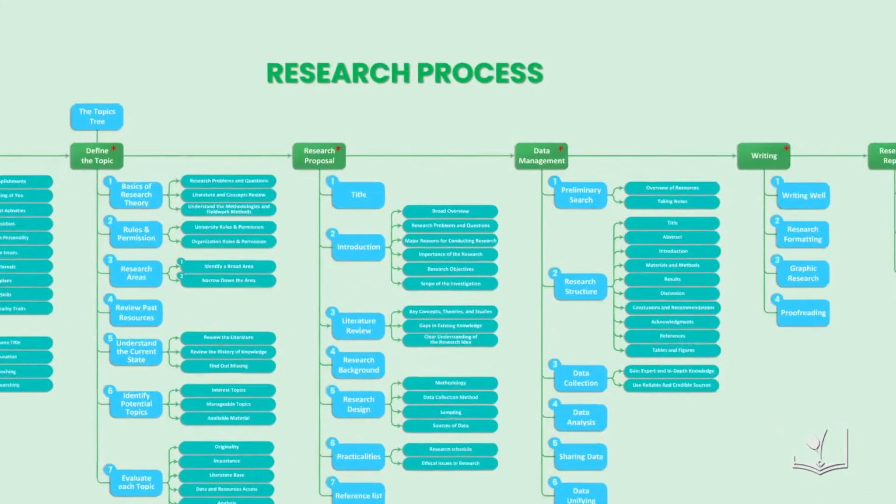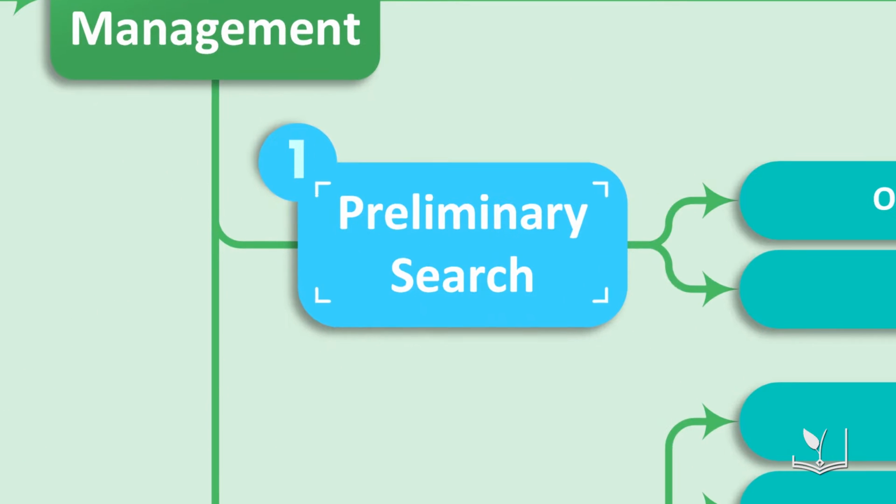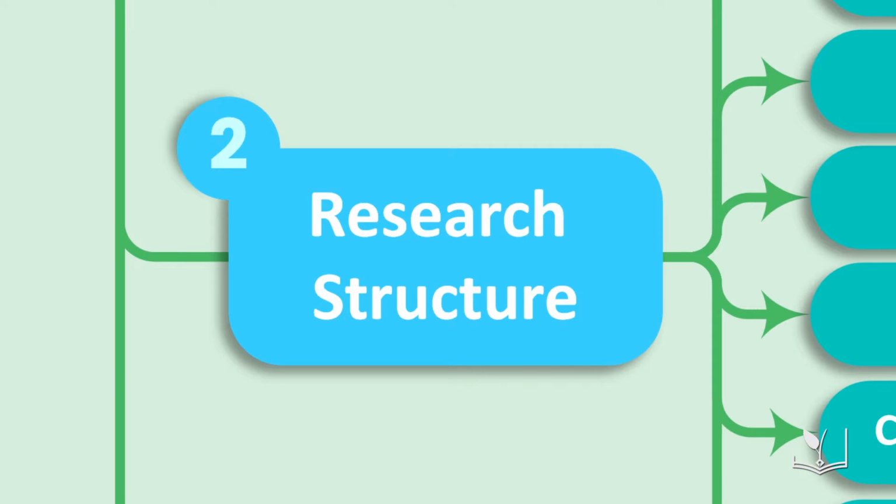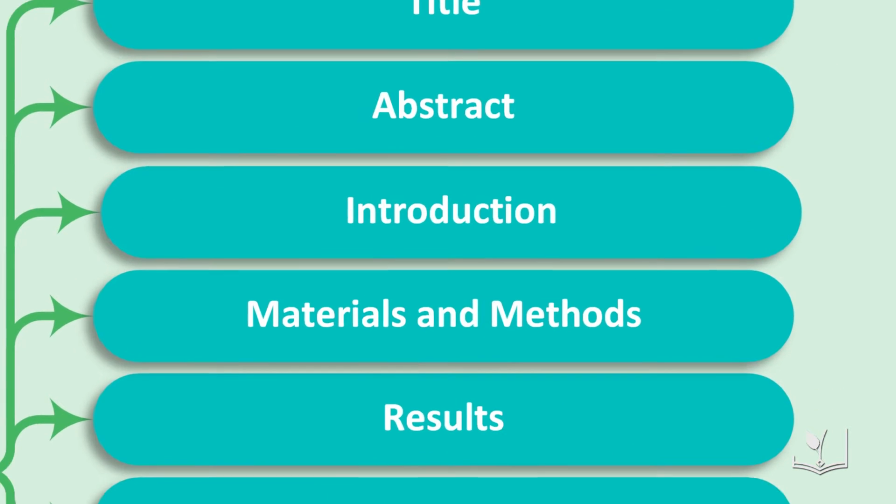The next and main phase of writing a research paper is data management. The following steps draw on a simple, effective strategy for collecting, managing, and analyzing data in a research paper.